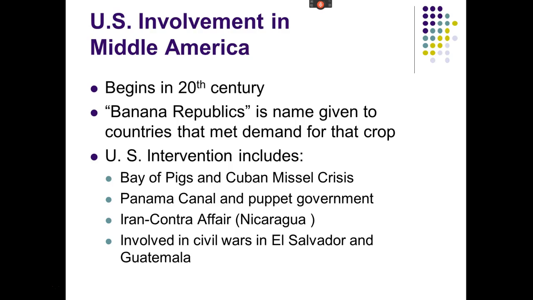The U.S. has a very long history of involvement in Middle America, a complicated one in many cases that was less than legal, and this has had a lasting effect throughout the region, including some of the unrest that we see today.